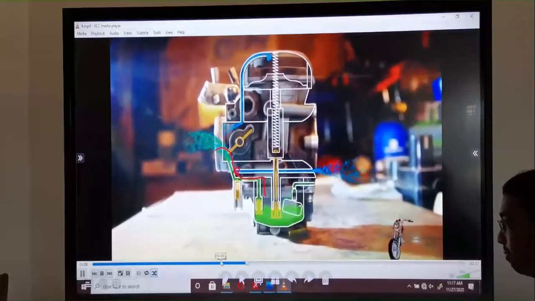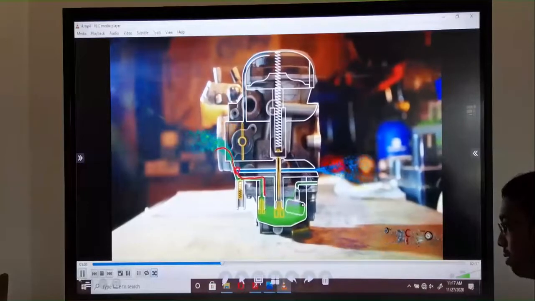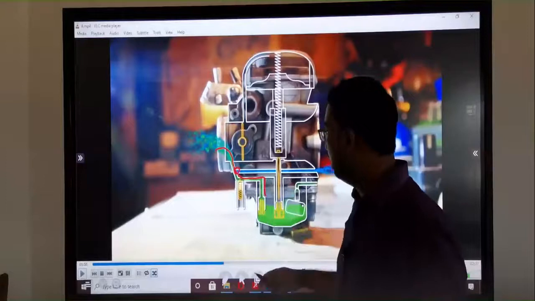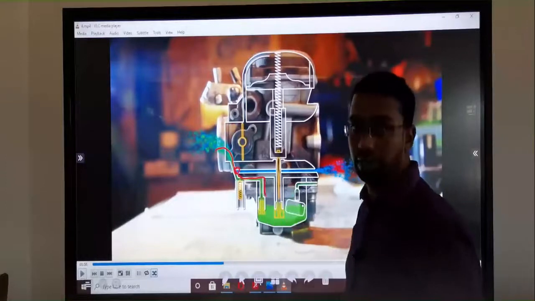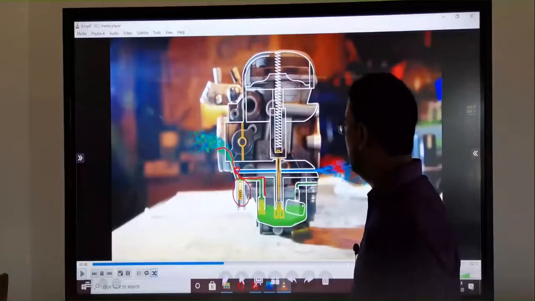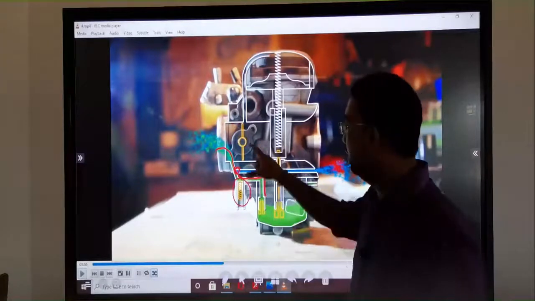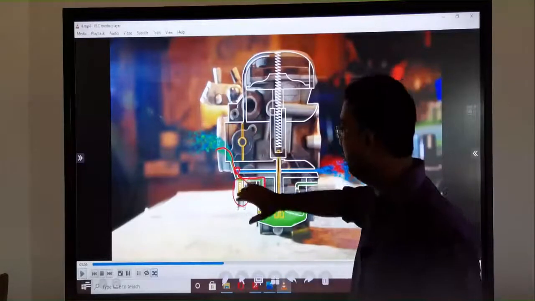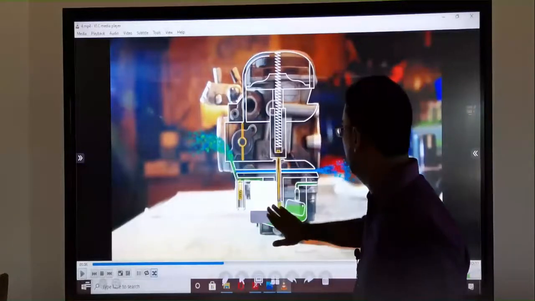So at that time, there is an idle screw. Here we can only control the fuel level. Okay, this is the idle screw. So this is an idle condition, so the throttle valve is fully closed. Next, let's see, if the throttle valve is open, what will happen?